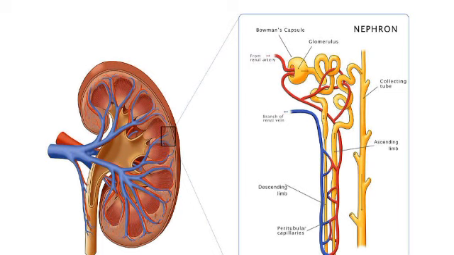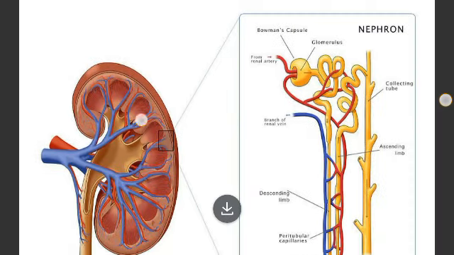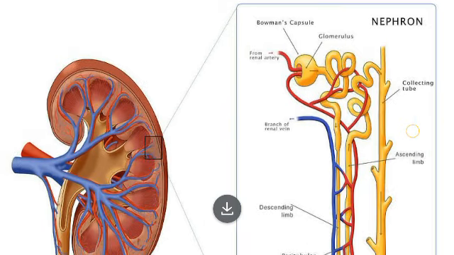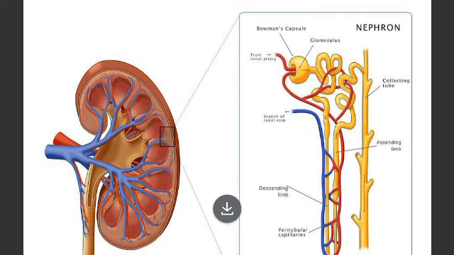Here you can see the cross-sectional view of one kidney in the first diagram, and in the second one you can see the structure of a nephron. Here you can see the renal artery entering a cup-like structure, and that cup-like structure is called Bowman's capsule.